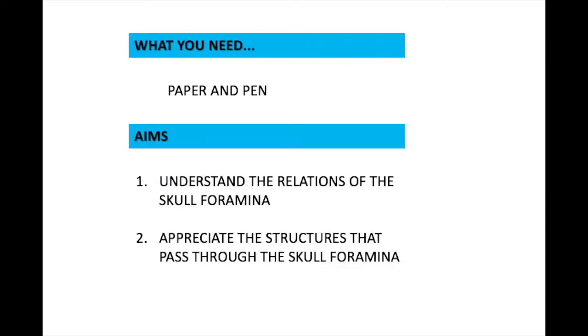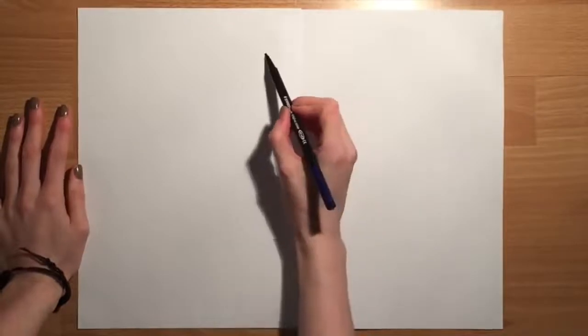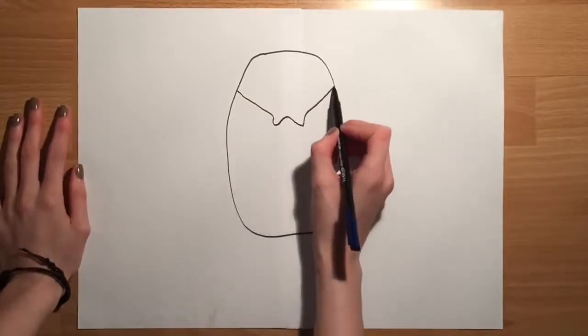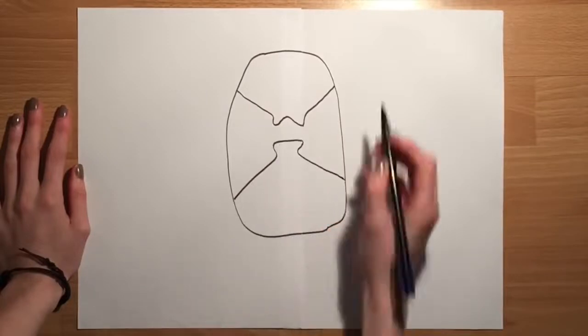It is hoped that you will be able to understand the relations of the skull foramina and to appreciate the structures that pass through by the end of this video tutorial. Draw an oval shape to represent the skull, and then using two lines separate the skull into its fossa.